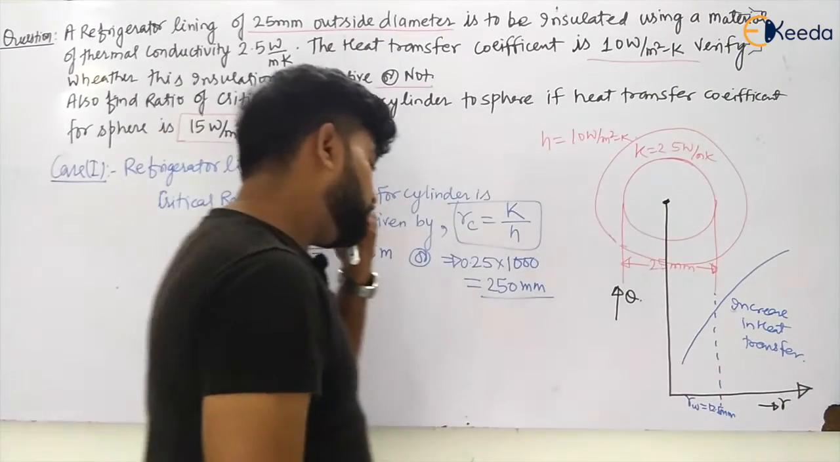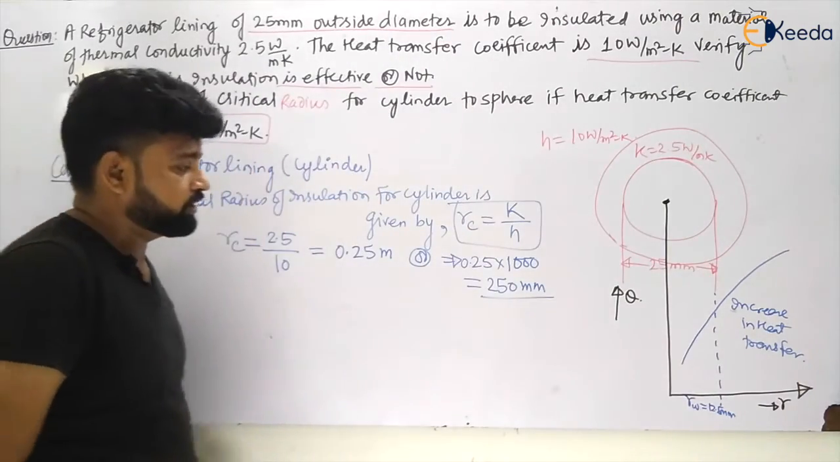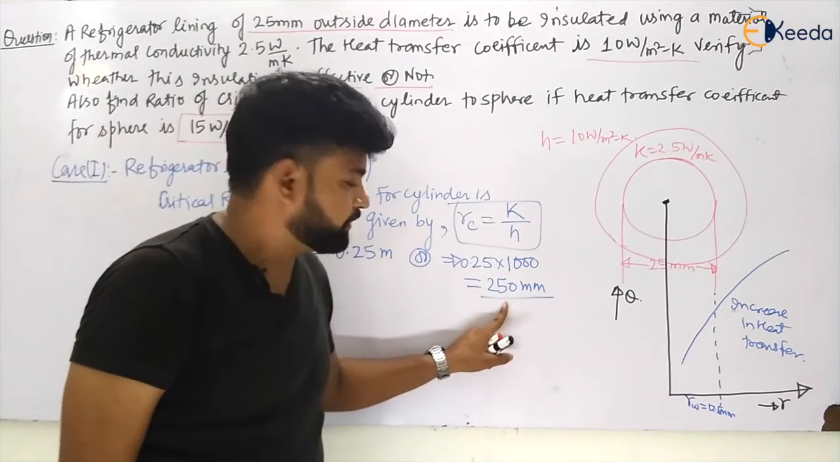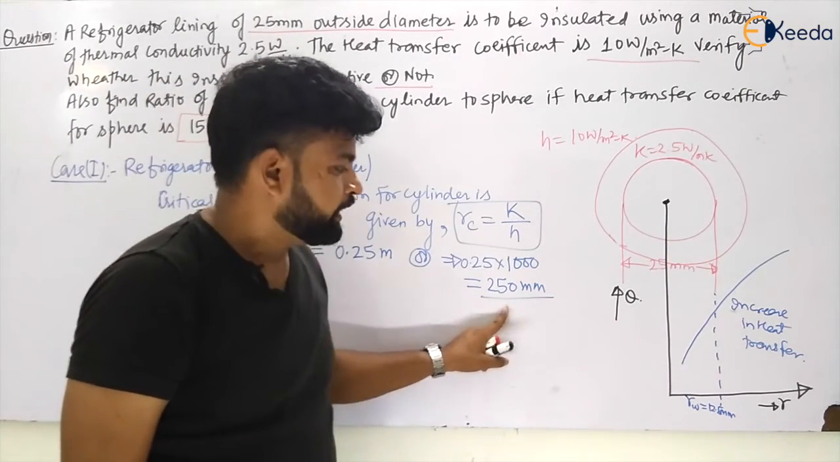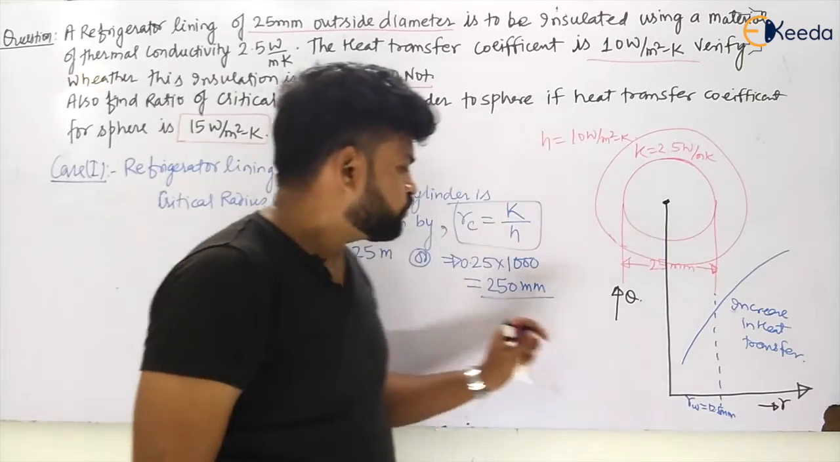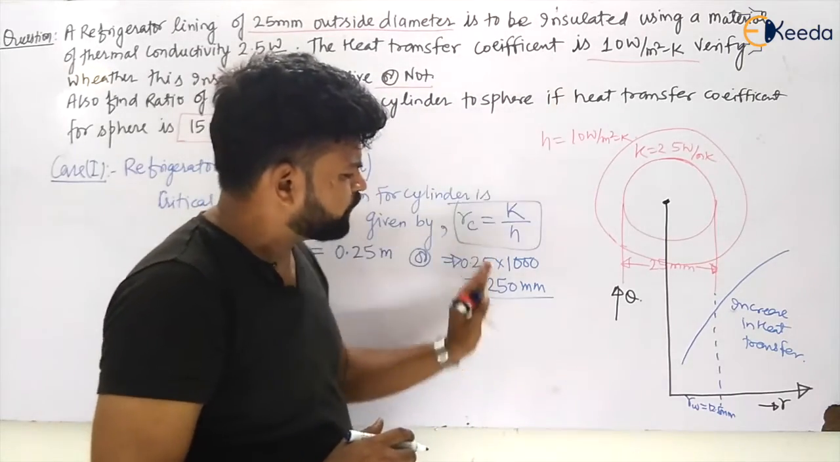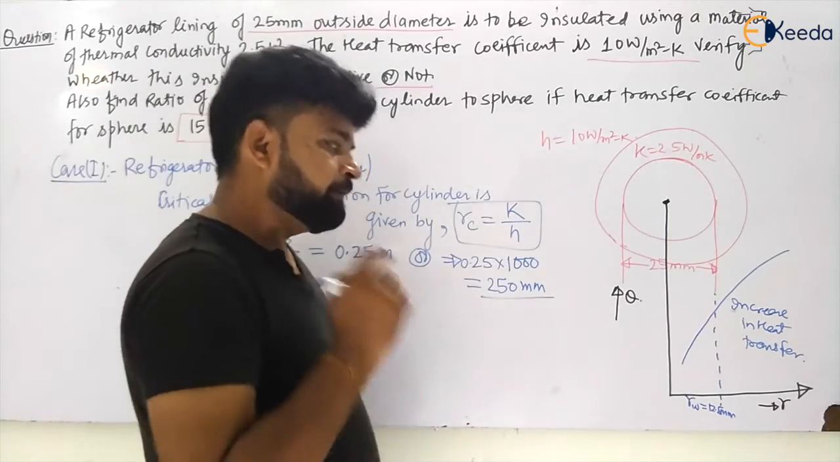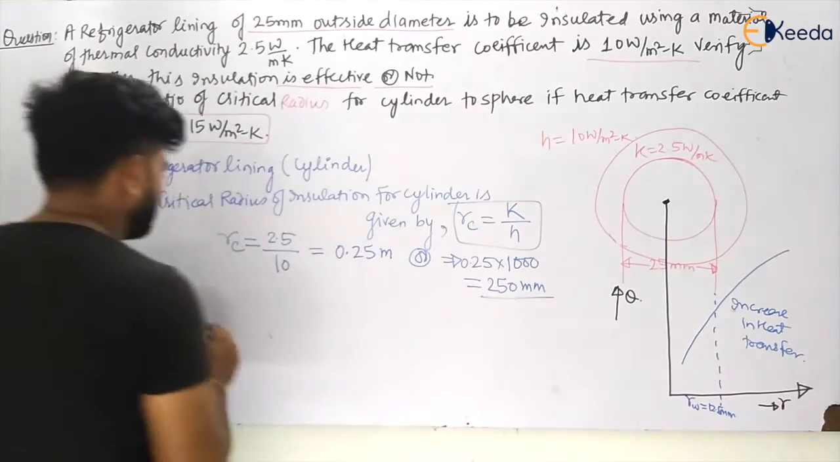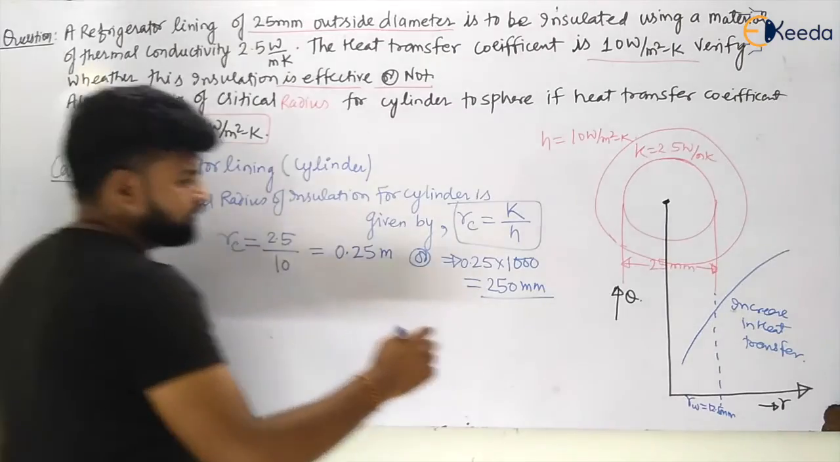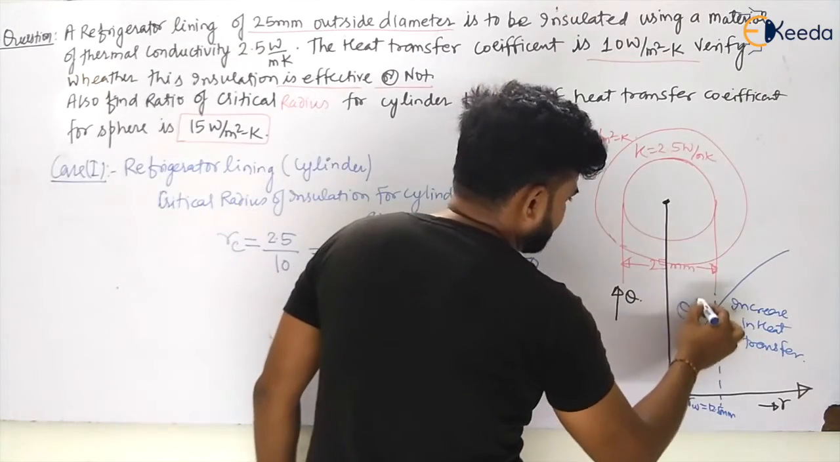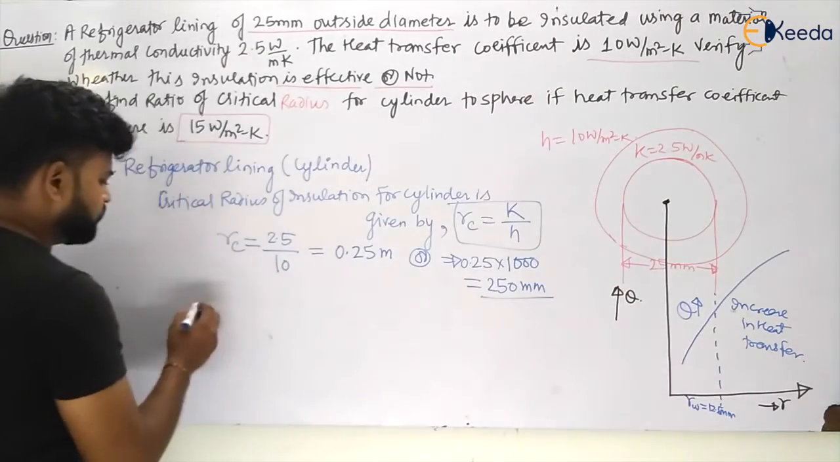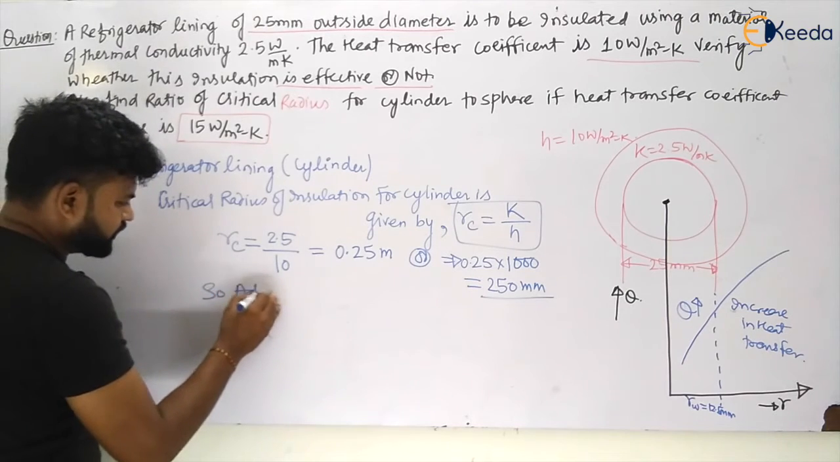So when we have calculated the critical radius of insulation for this case, it is 250 millimeter, my dear students, and the inner radius is 12.5 millimeter. So if I add insulation up to 250, that much insulation will be added. But if I increase insulation, what will happen? Your heat transfer Q will increase. Heat transfer will increase.